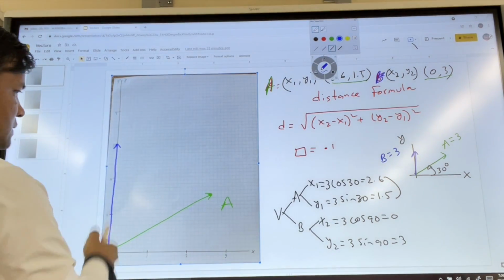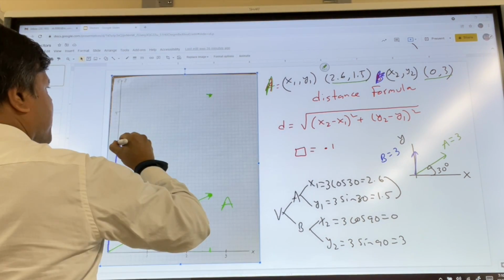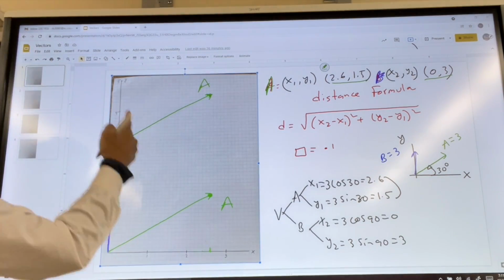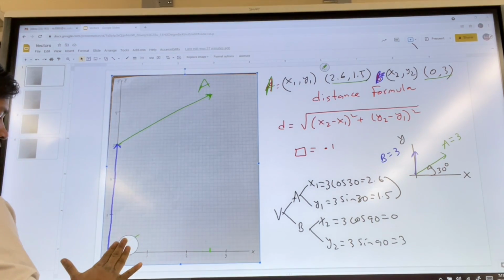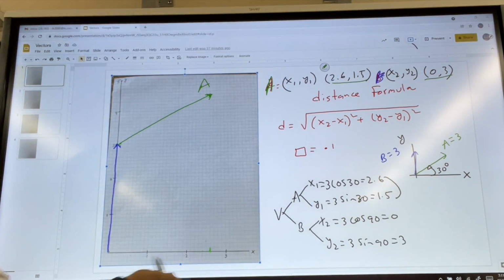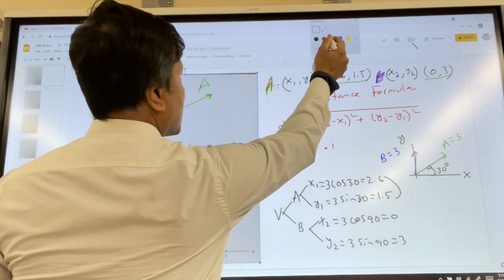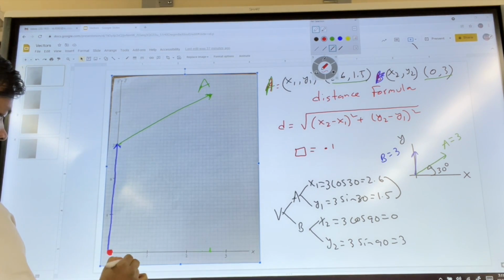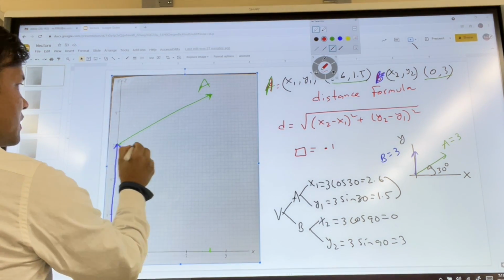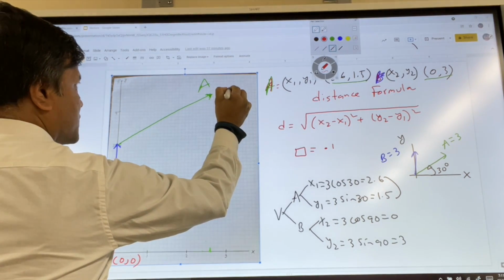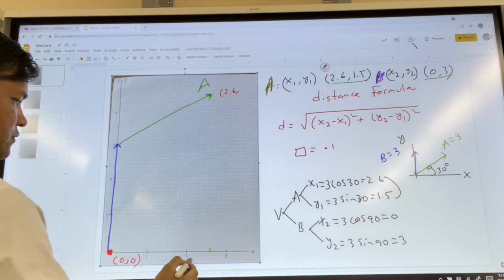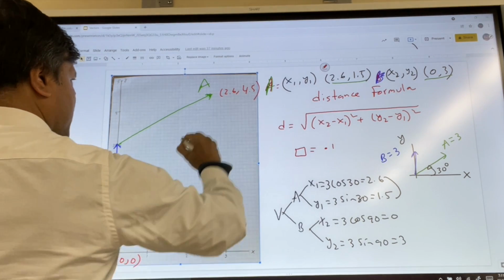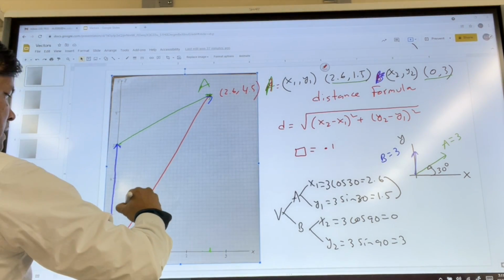Now I'm going to move this vector by using head and tail. All right, good. Now this is vector a, so I don't need 2 copies of vector a, so I'm going to erase this. All right, now the distance formula allows me to draw the resultant. So the resultant is from the origin, which is 0 comma 0, and if you count this is 2.6, and from here to here, 4.5. So I'm going to join them. So this is r. I have to find the r.